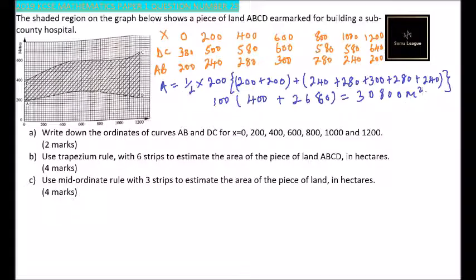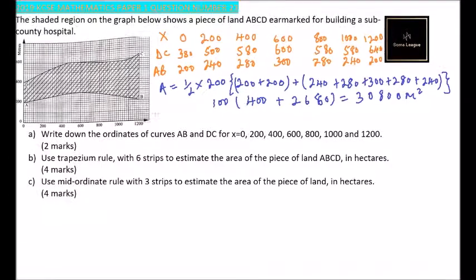Then we get the area under DC, so that we subtract. So we can do it down here. We call that area 1. This we can call area 2. We use the same formula but different values, so that remains 200. We put a bracket. The first one under DC is 380, so we have 380 there.